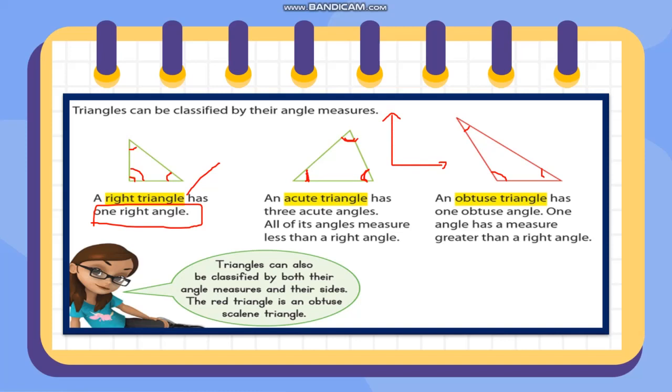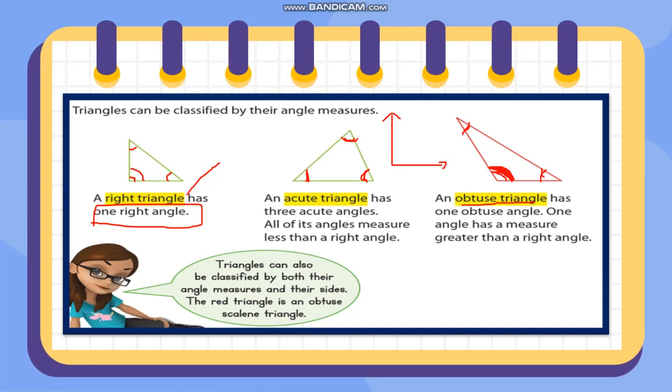Next is what we call an obtuse triangle. When we say obtuse triangle, it means it has one obtuse angle. So this is an acute angle, but this is an obtuse angle. If there is one obtuse angle in a triangle, that is considered an obtuse triangle.